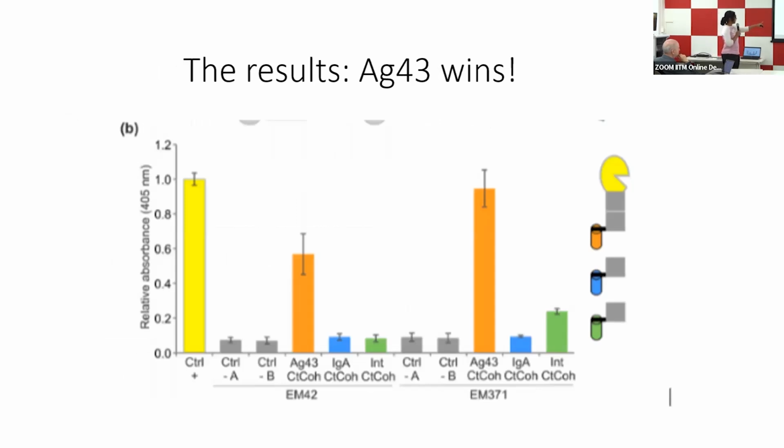We saw that AG43 showed the maximum absorbance compared to both EM42 and EM371. However, it did have an appearance in EM371 but not in EM42, and we attributed that to the dockerin not being able to bind to the EM42 cell surface. However, IgA had a similar absorbance in both EM42 and EM371. So we concluded that IgA, although the protein was expressed, was not functionally displayed on the cell surface.